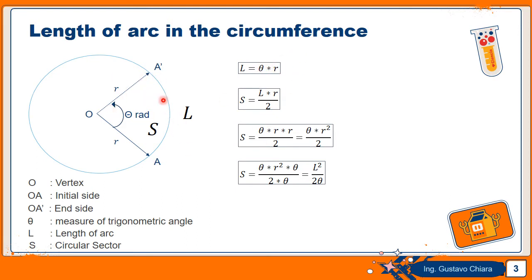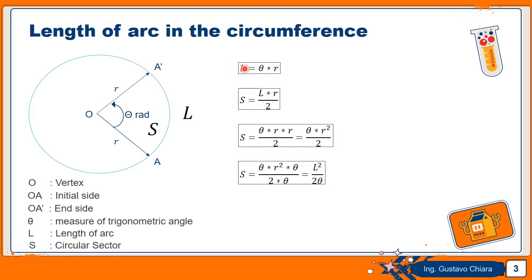Well, the area of this sector is very similar to the area of a triangle, that is equal to base multiply the altitude divided by 2. So it's very easy, because we can find these three expressions, but it's not necessary to memorize all the expressions, because if you know this and this, you can find the other one.